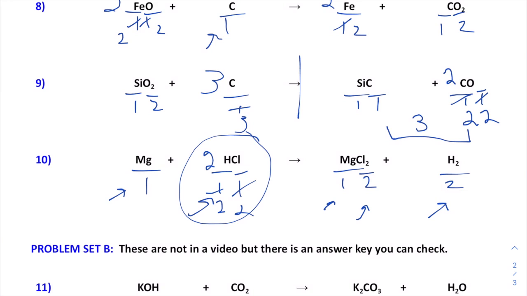Double check: 1 Mg on the left, 1 on the right, 2 H's on the left, 2 on the right, 2 Cl's on the left, 2 on the right. It is balanced. All right, you got this.